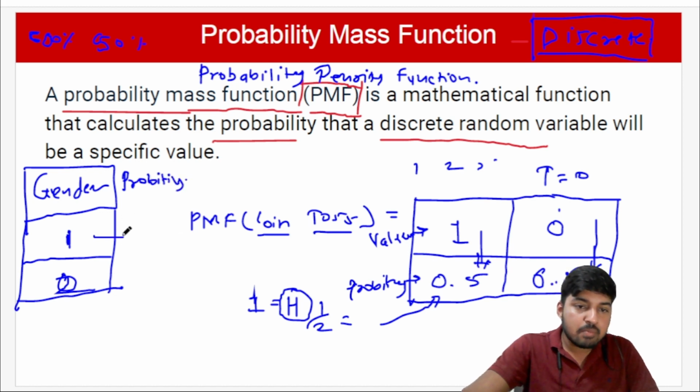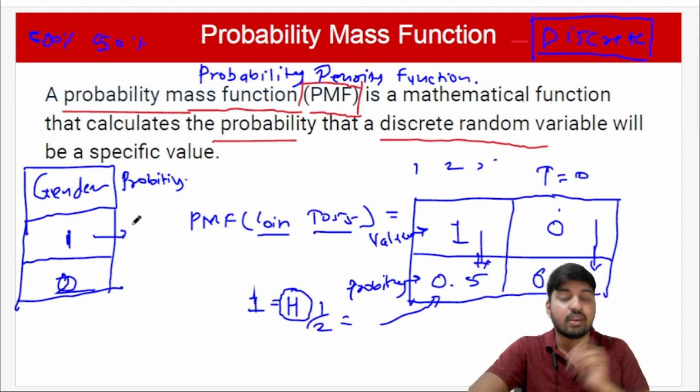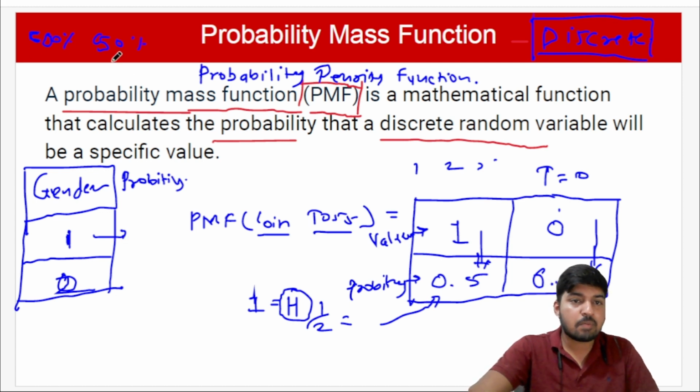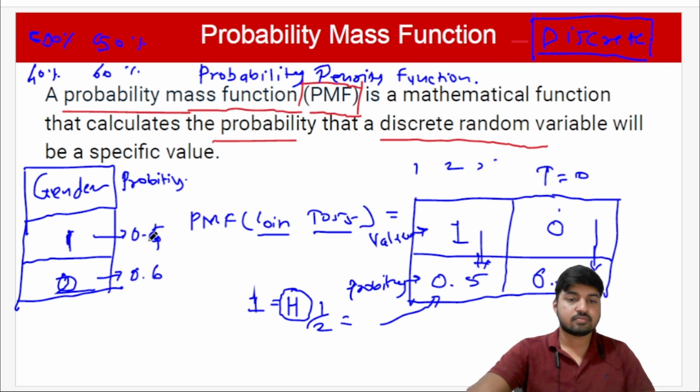ये 1 का प्रोबेबिलिटी क्या है? What is the probability that the random variable can take value 1? Suppose 50-50%, it will take with probability 0.5. समझो कि हमारा जो सेक्स रेशियो है वो चेंज हो गया. ये है 40% मेल्स है और 60% फीमेल्स है. In that case ये एक जो है हमारा मेल, ये बन जाएगा 0.4 and female will become 0.6.